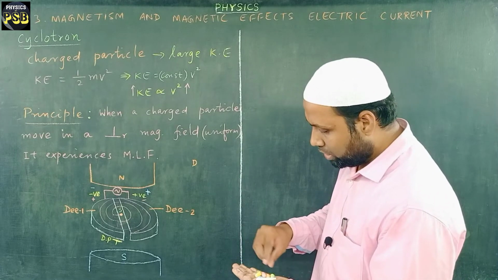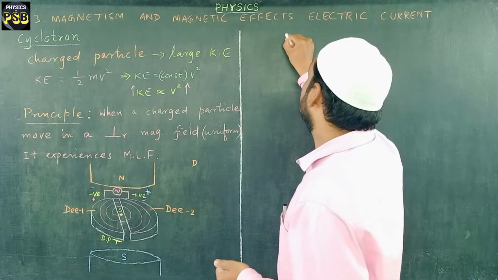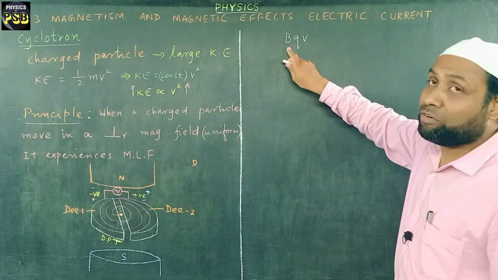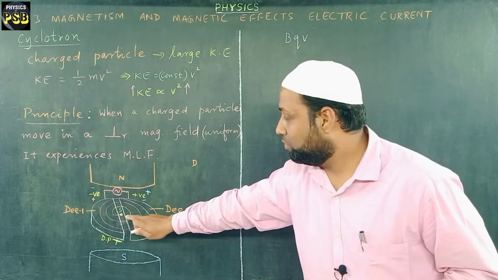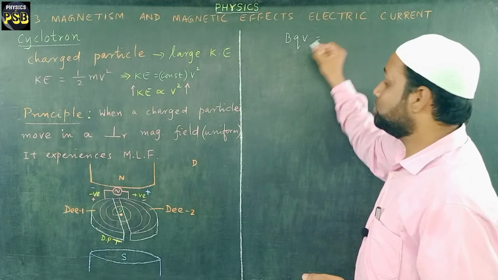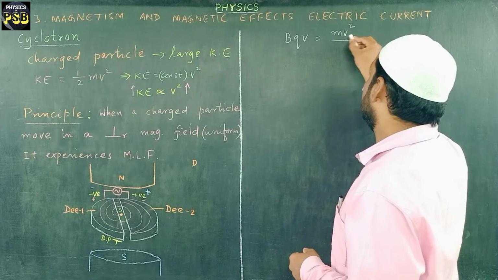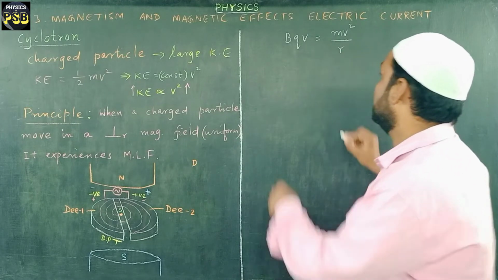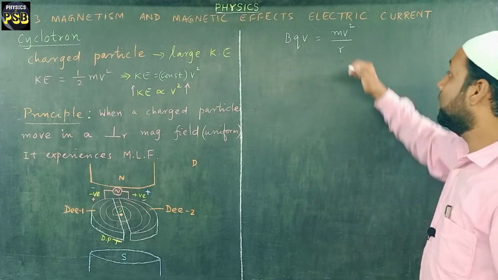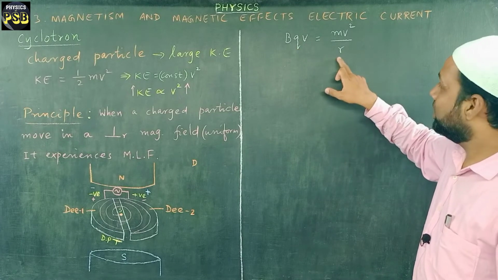Now here, due to the motion of this charged particle, they experience magnetic Lorentz force. This is the expression for magnetic Lorentz force, the magnitude of the force experienced by the moving charged particle in the cyclotron. This provides centripetal force, so I take this to be equal to centripetal force. The expression for centripetal force is mv squared upon r. These two are equal. Actually, Lorentz force provides centripetal force.